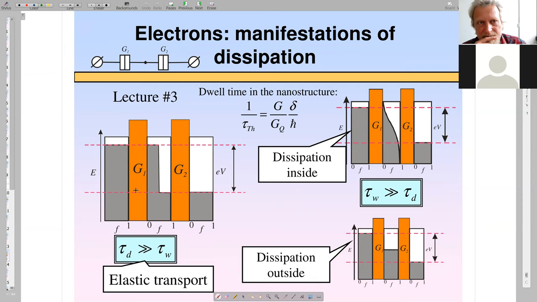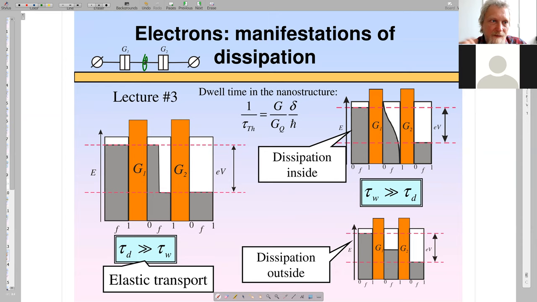And let me now switch to electrons, to quantum transport in nanostructures from one terminal to another terminal. Let me get back to a topic which we discussed at least once. We have two junctions and something in between, and we apply voltage, and we would like to understand what can be inside. What would be the filling factor in this node as a function of energy?